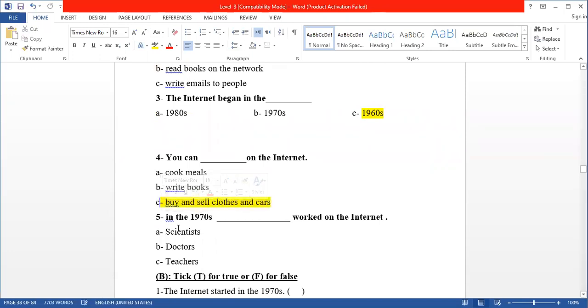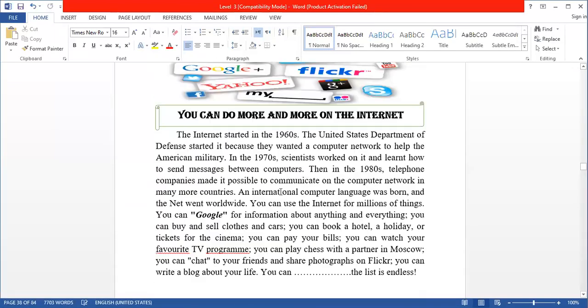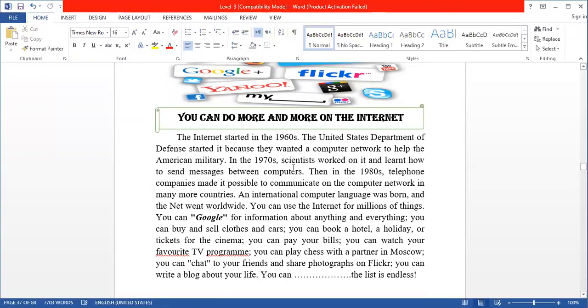In the 1970s, who worked on the internet? Scientists, doctors, or teachers? In the 1970s, scientists worked on the internet. Yes, scientists.